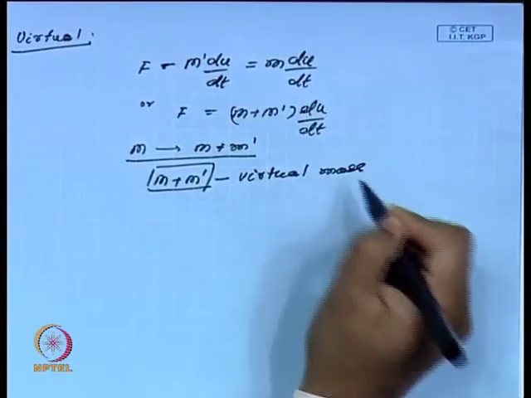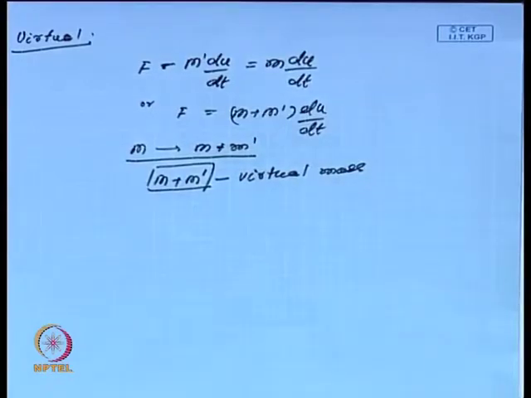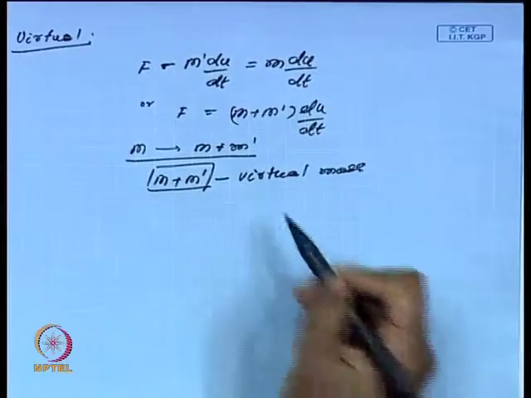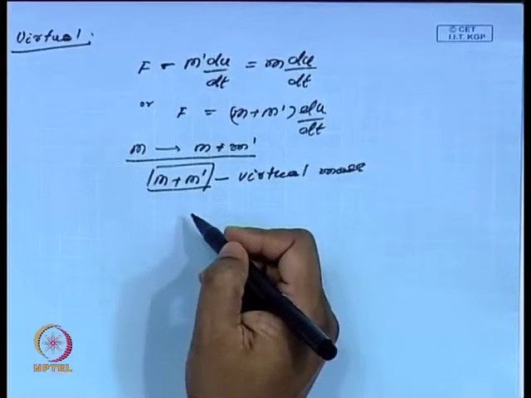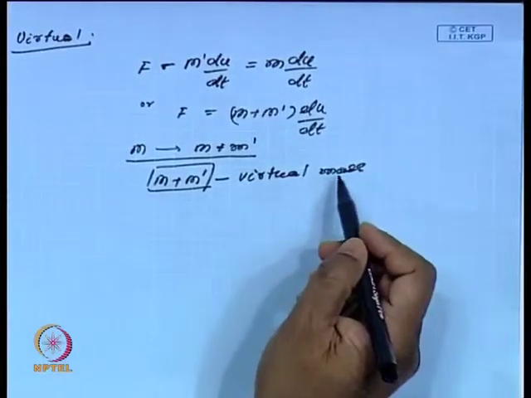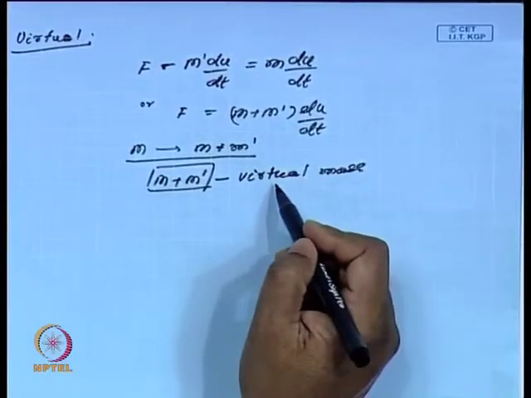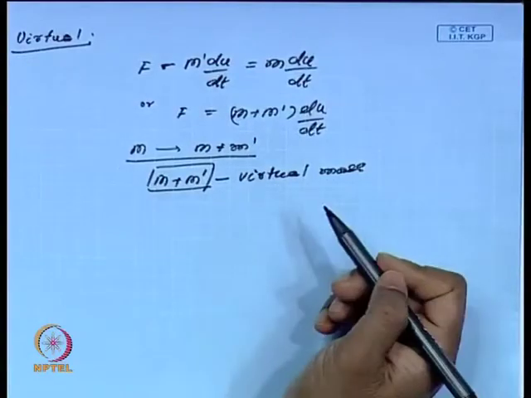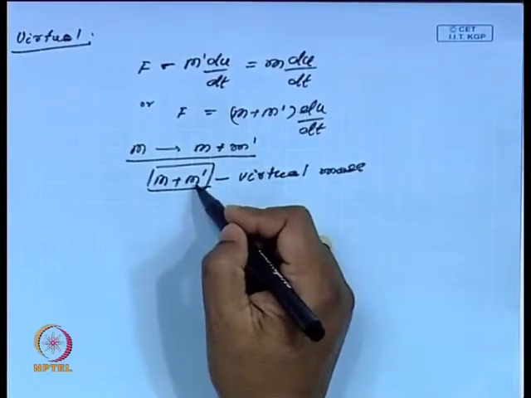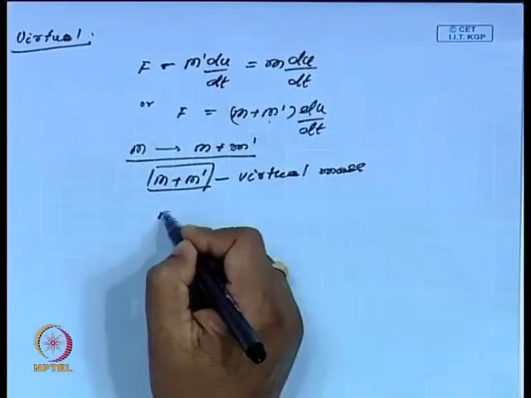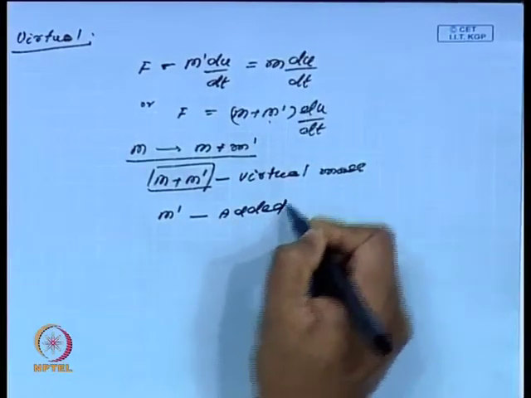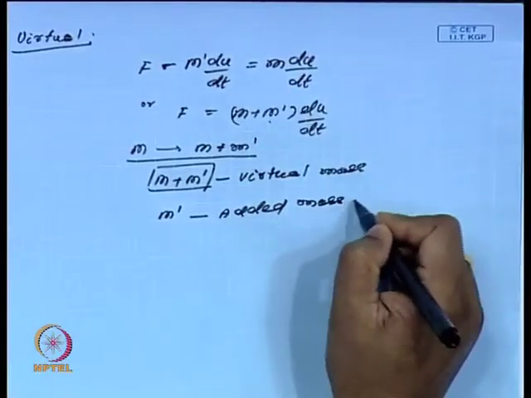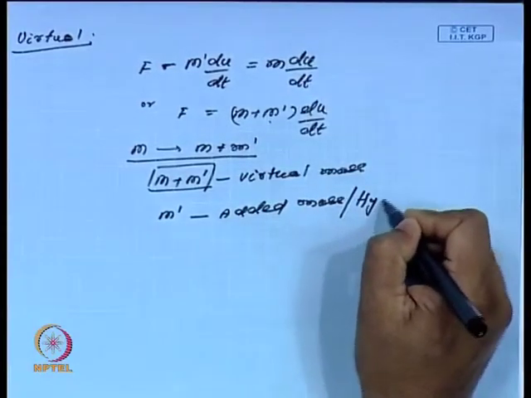because the mass of the cylinder is this, but when the cylinder is inside the fluid, the mass is increasing, which is moving with the fluid. So, m plus m prime is the virtual mass, and this is obtained by increasing the mass of the cylinder by the added mass. This m prime is the added mass, or we sometimes call this the hydrodynamic mass.